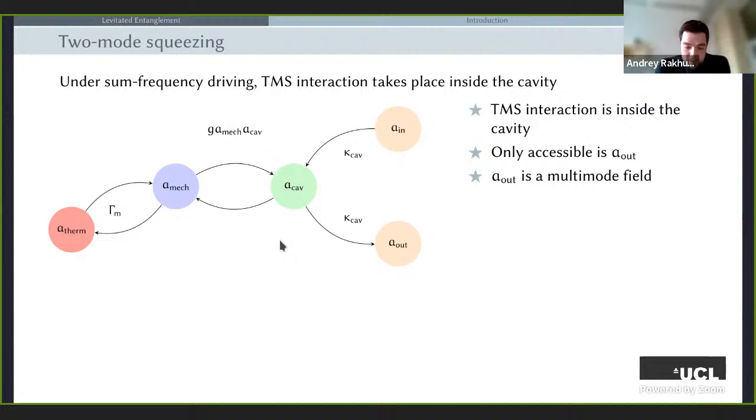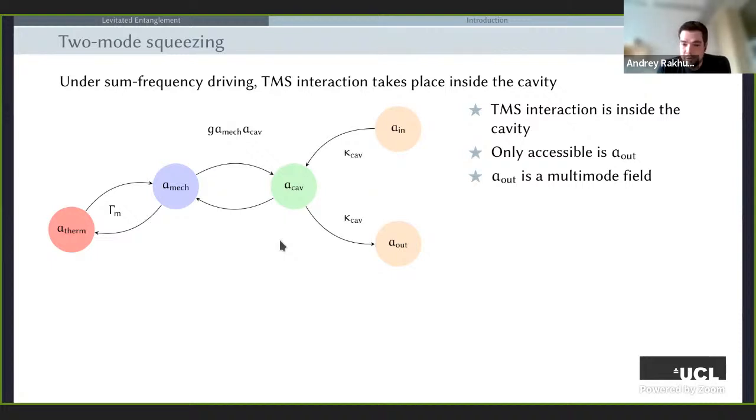Okay, and also what is important is that this intracavity two-mode squeezing interaction couples the mechanical mode to the cavity mode, but we don't have any direct access to the cavity mode. We can only see what leaks from the cavity. So if we want to see any correlations which are being created, we can see them only in the leaking field.